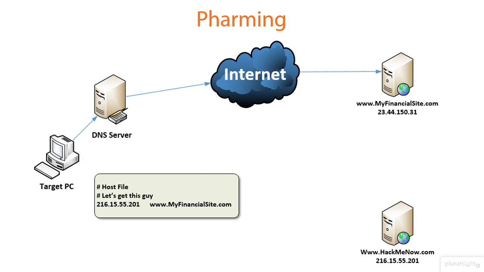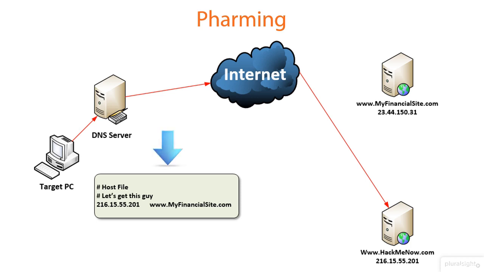Well, if the hacker is able to attack that DNS server and change the settings on that DNS server, well, then they're able to point it to Hack Me Now instead of the financial site they thought they're going to. All right, so that's a bad thing. Another way they can do that is if they go into the target PC, right? If they have access to that PC itself and they modify the host file.